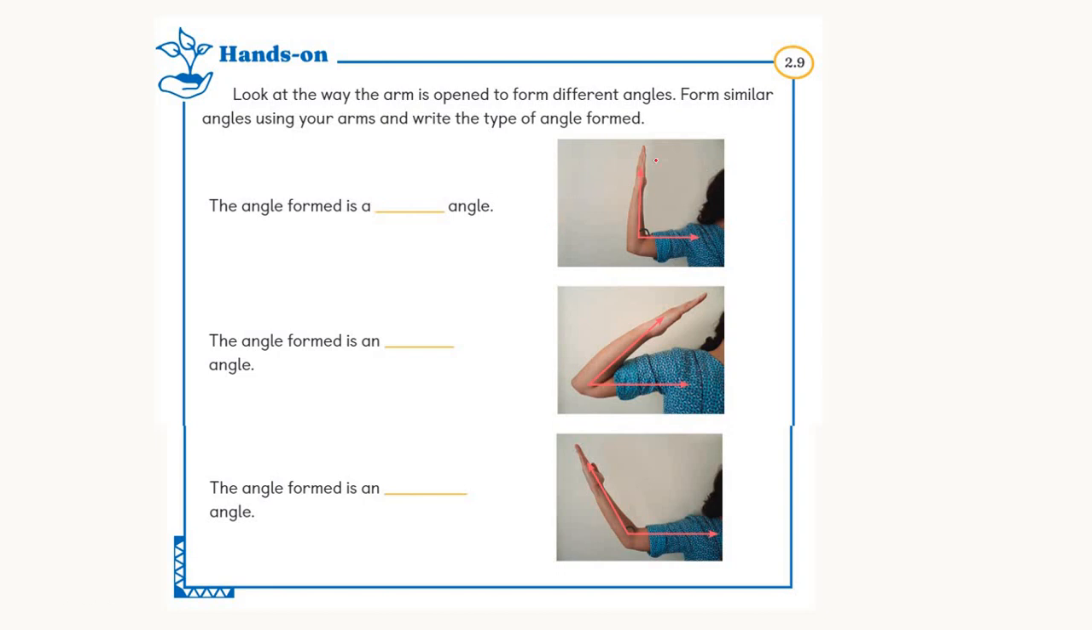Now, by using your arm, tell me which type of angle is this? Yes, here there is a right angle. The angle formed is a right angle with 90 degrees. Here which angle is formed? Yes, it is less than 90 degrees and greater than 0 degrees. It is an acute angle. Next, the angle formed is greater than 90 degrees and less than 180 degrees. It's an obtuse angle.